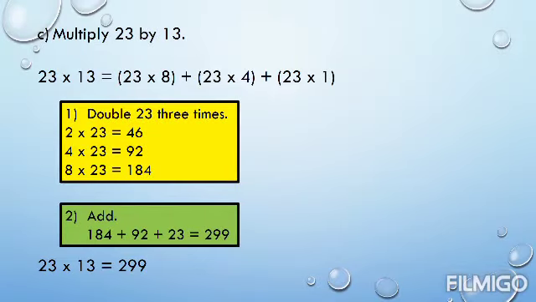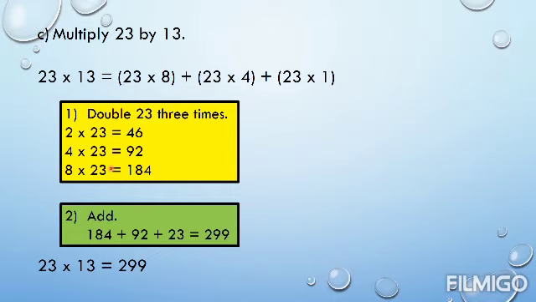This will be the third and last way of finding the product, class. I have an example here. Let's find the product of 23 and 13. On the screen, 23 times 13 equals (23 times 8) plus (23 times 4) plus (23 times 1). There are steps to follow. The first step is to double 23 three times. 2 times 23 equals 46. 4 times 23 equals 92. 8 times 23 equals 184.